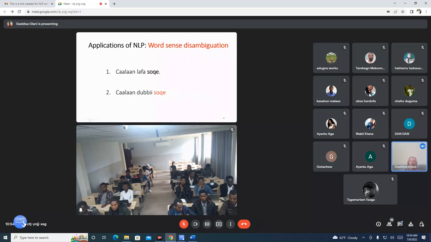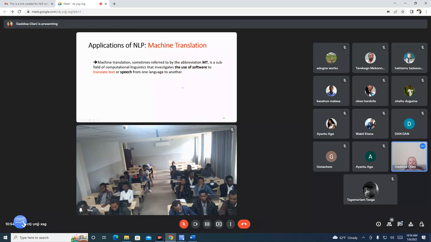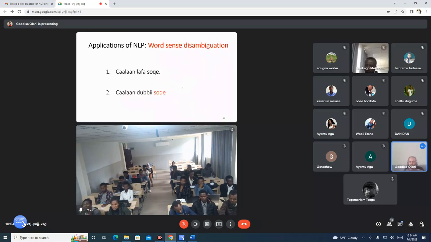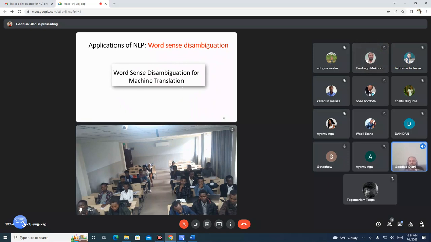So word sense disambiguation is very important. Okay? Yeah, so it's a very important part for machine translation. Now, machine translation in Amharic or otherwise, word sense disambiguation is needed. Word sense disambiguation is very, very important.